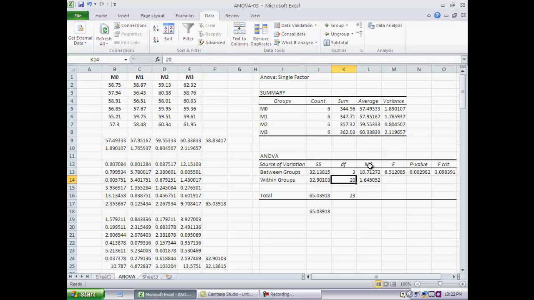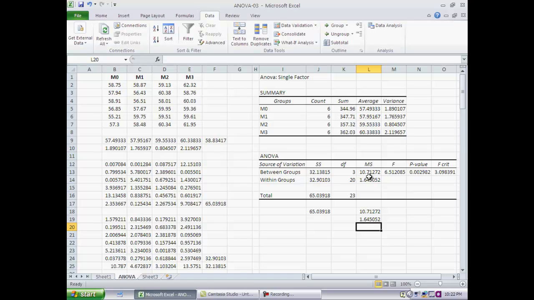Now MS stands for mean squared. Mean squared is simply sum of squares divided by degrees of freedom. So this 10.7122, just to show you the calculation, would be the between group sum of squares divided by the degrees of freedom for the sum of squares. Similarly the 1.64, where does that come from? It is the sum of squares for within groups divided by the degrees of freedom for within groups, 1.64.